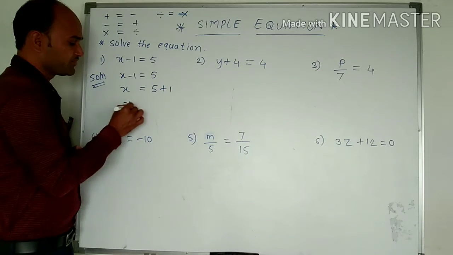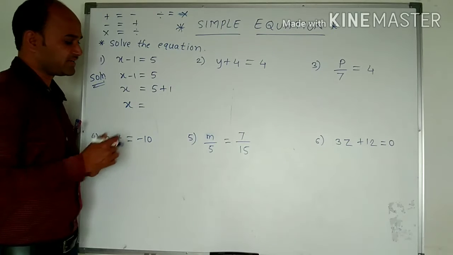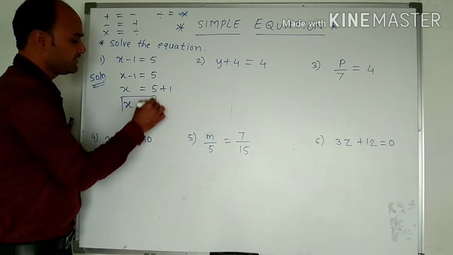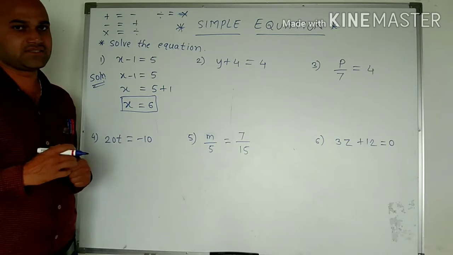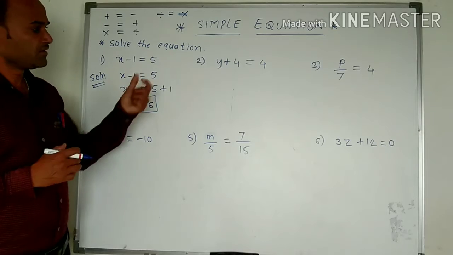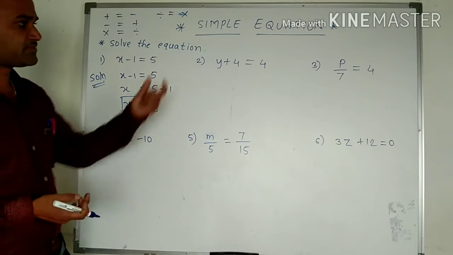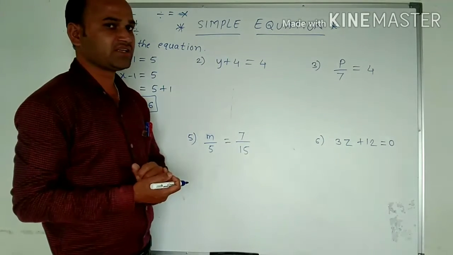So the value of x, we get here 5 plus 1, it becomes 6. So the value of x becomes 6. In this way we have to solve. Let me move towards the next example, that is y plus 4 is equal to 4.